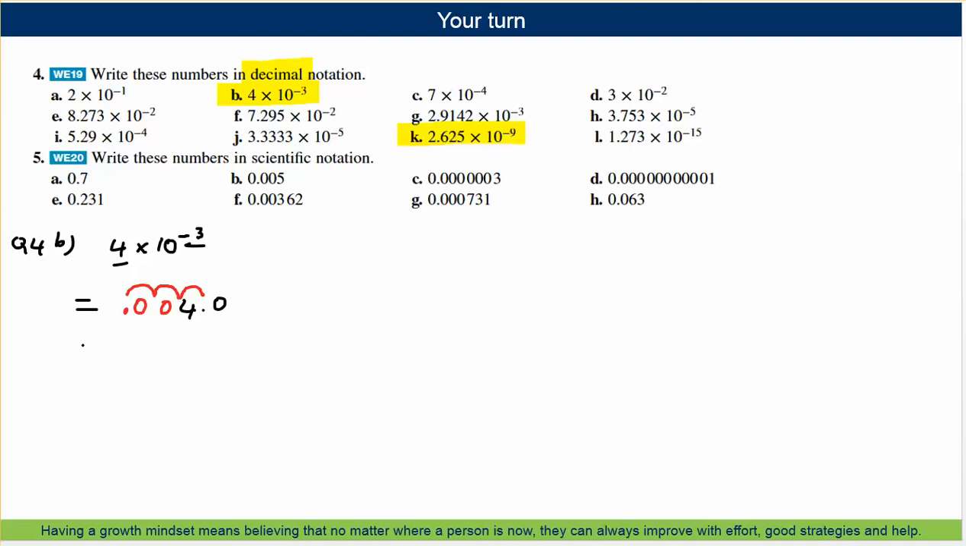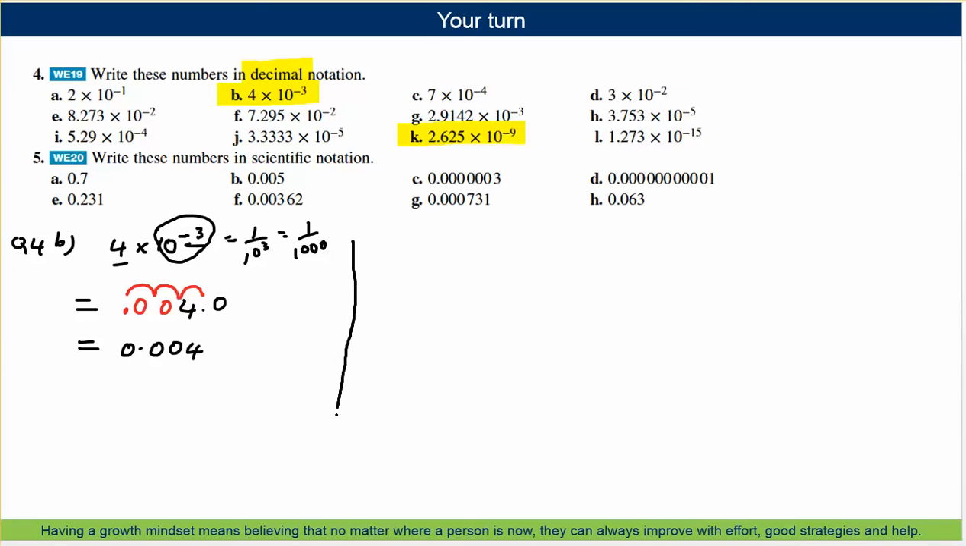So the final answer is here, you get 0. I'll put a 0 before the decimal point. That's the convention. Normally you don't just leave it as decimal point 004. So we have 0.004. Effectively that's 4 thousandths. And that's true. 10 to the power of negative 3 is 1 over 10 cubed, and 10 cubed is 1,000. So effectively what you've got there is 4 times 1 over 1,000. So you've got 4 thousandths.